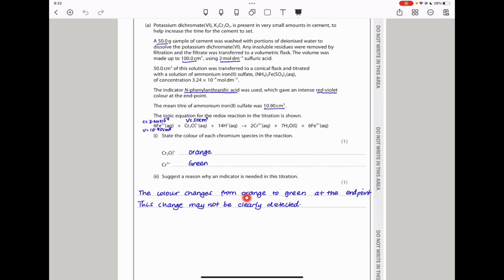So the color changes from orange to green at the end point. This change may not be clearly detected because the colors are hard to tell. As orange is shifting to green, it will be hard for the observer to tell. But if there is an indicator that is going to give an intense red-violet color, then that is going to be observed as it's being formed in the solution where the titration is carried out.